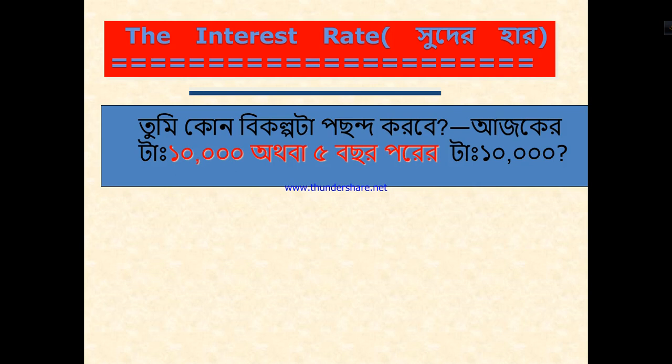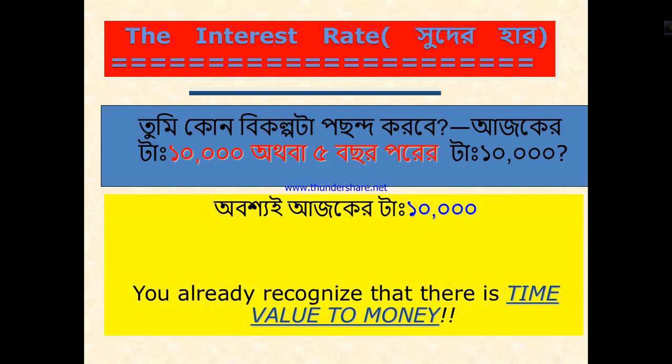Now the question to you: which alternative will you accept? Either 10,000 taka at present, or 10,000 taka that you will get after 5 years. Which one will you prefer? Certainly, today's or present 10,000 taka. Am I right? So here there is a time value of money consideration, because present 10,000 taka has certainty and no risk. This is why its value is more than 10,000 taka after 5 years. So it is called time value of money.